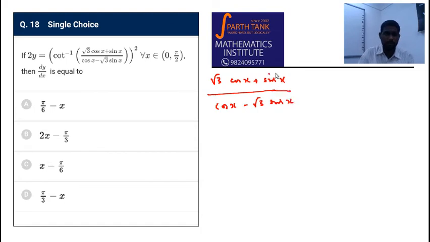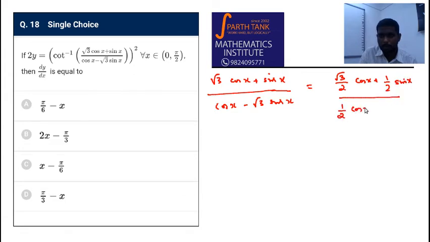Now if you get some cot of something, then that has an advantage here, right? Otherwise, whatever you get wouldn't matter. You have to get cot of something. So make the numerator cos and denominator sin. That would bring in cos by sin, cot. How to do that? Divide both the numerator and denominator by 2. So write like this: root 3 by 2 cos x plus 1 by 2 sin x by 1 by 2 cos x minus root 3 by 2 sin x.